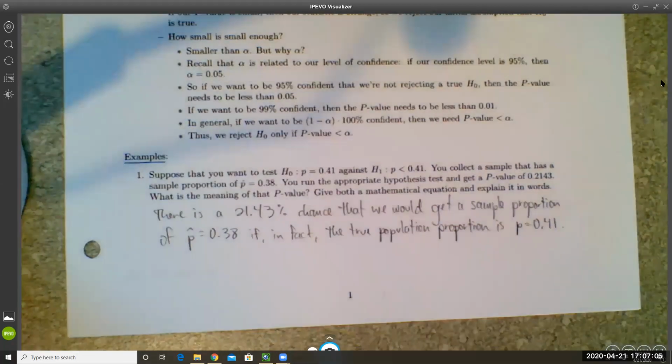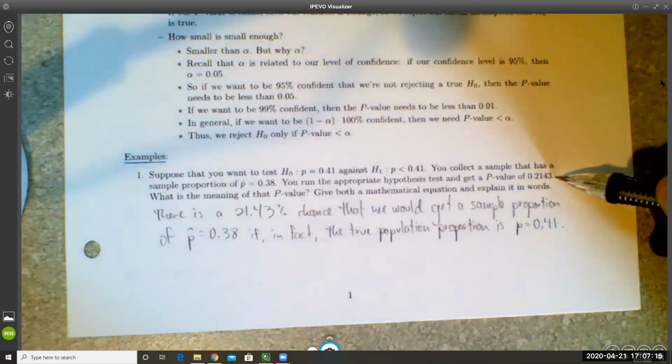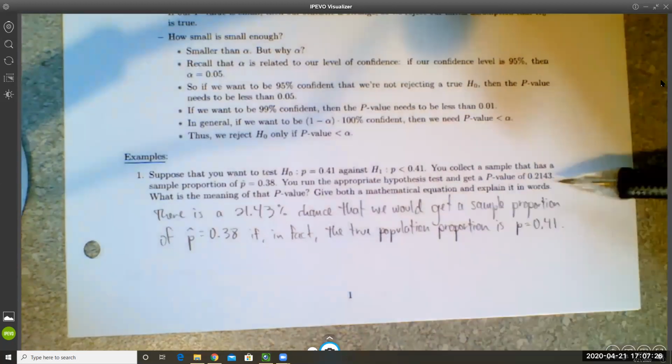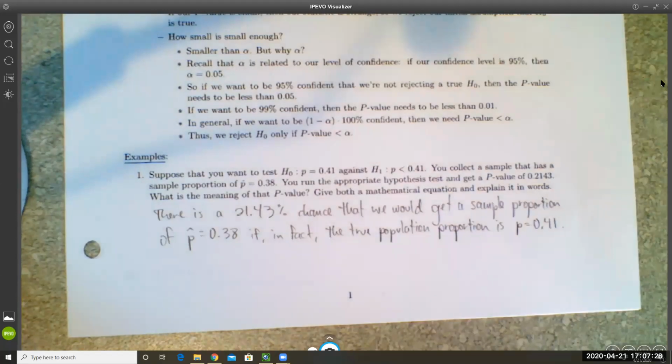Okay, so that's the explanation in words for what the p-value is. This is what the p-value means. And if you're thinking about what decision we would make here, well, we would not reject the null hypothesis. Our p-value is not small enough, right? We have a p-value of 0.2143. The smallest alpha usually ever is like 0.10, and this is not less than that. So we would not be rejecting the null hypothesis.